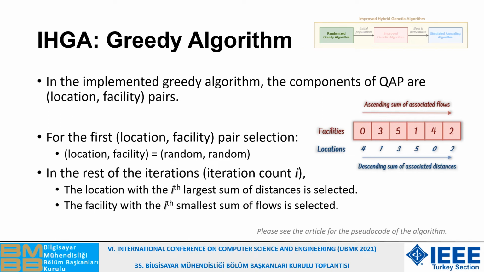For the greedy algorithm, intuitively, a location-facility pair is a good component description. In our approach, the first location-facility pair is selected randomly. In the rest of the process, the unassigned location with the largest sum of distances is paired with the unassigned facility with the smallest sum of flows, in order to keep their multiplication as small as possible.